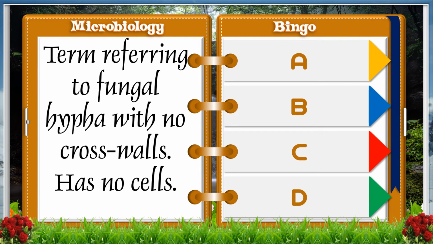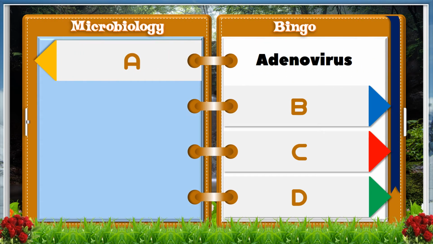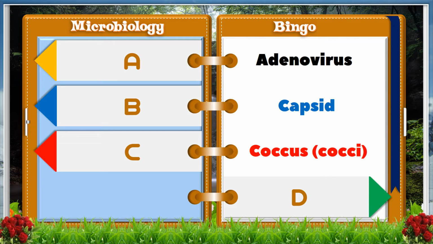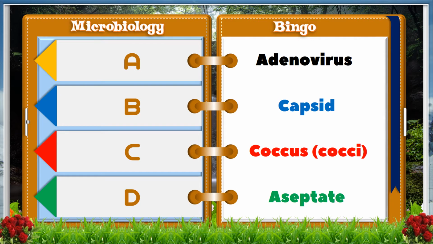Term referring to fungal hyphae with no cross walls, has no cells. A. Adenovirus. B. Capsid. C. Coccus, cocci. D. Aseptate. And the answer is D. Aseptate.